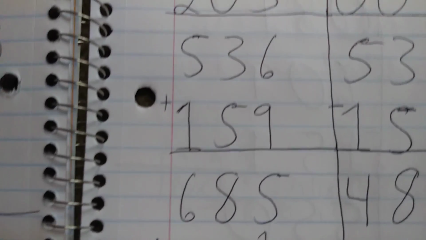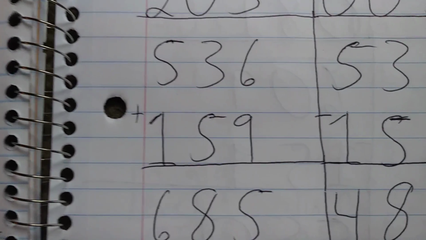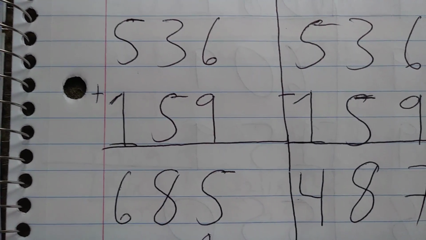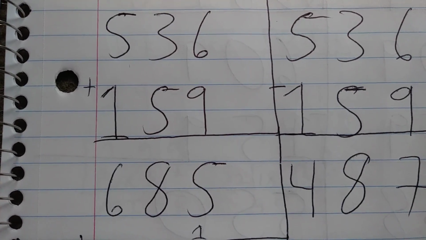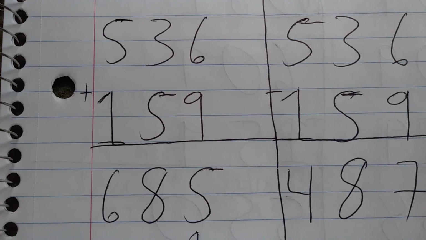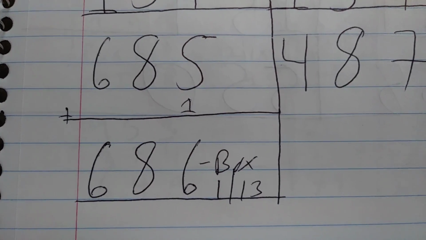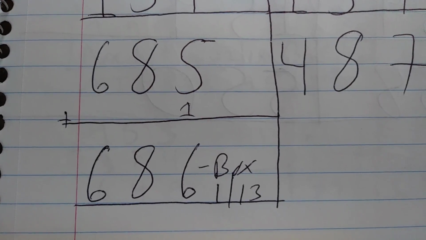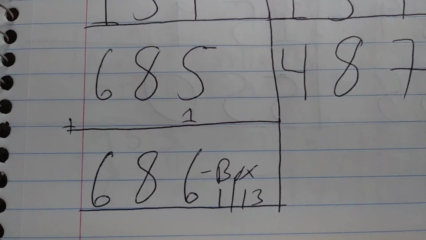You're going to also take the 536, which you got from over here. 536 plus 159, so 5 plus 1 is 6, 3 plus 5 is 8, and then 6 plus 9 is 15. Keep the 5. Going to add 1 to that 5 there, so bring down 6, 8, and then add 1 to 5, and that's 686. And that was a box hit on January 13th.